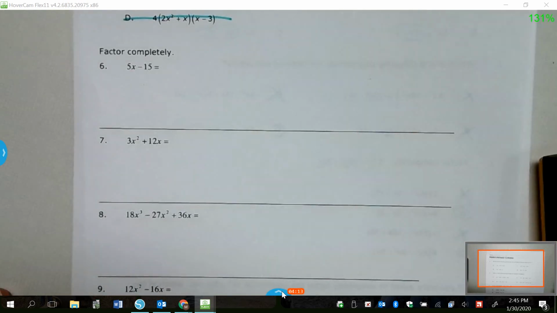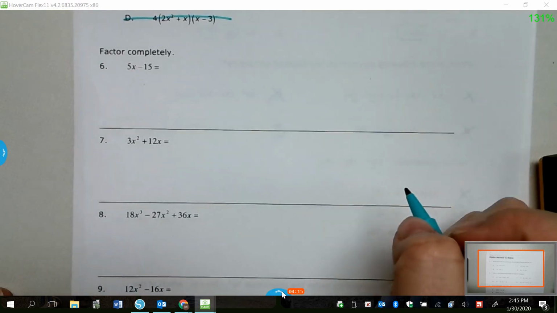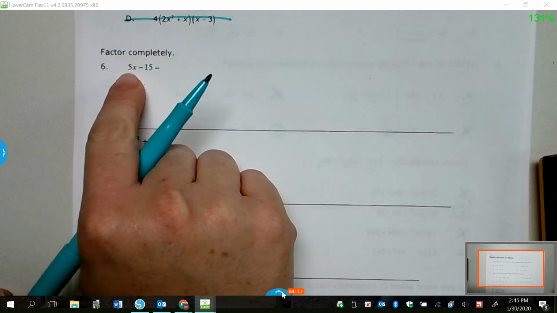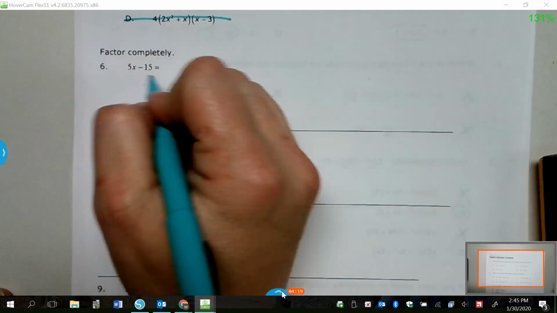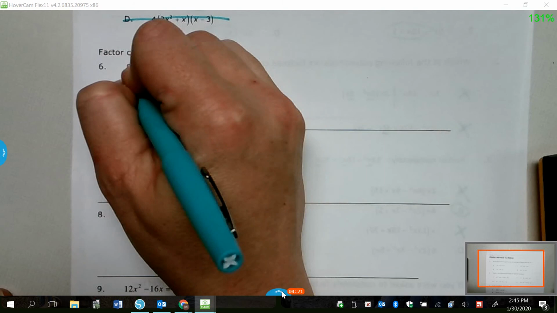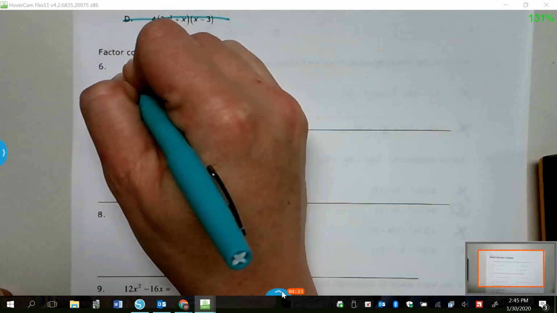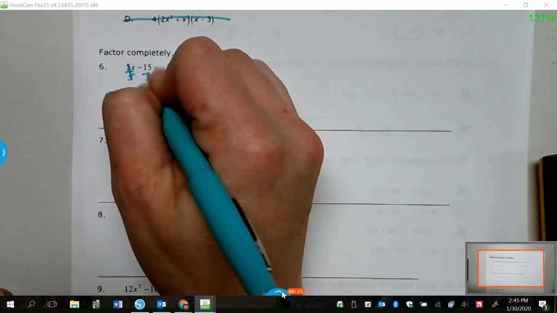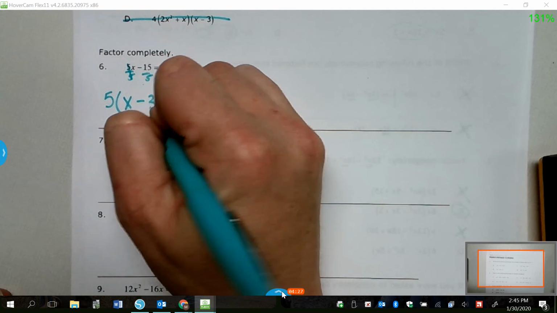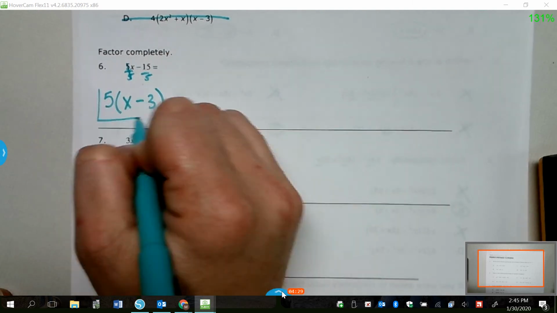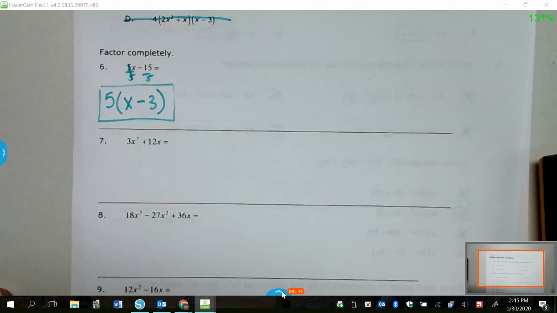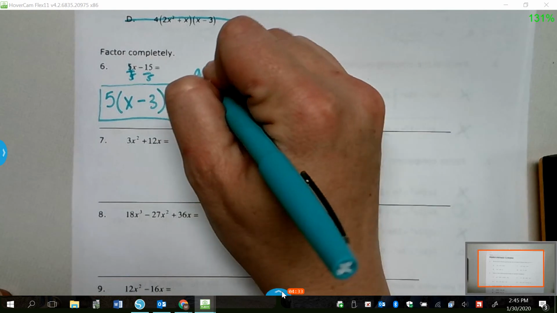Now it says factor completely, so we always have to start with our GCF. So 5 goes into 5 and 15. They both do not have an x, so I'm going to take out a 5, divide by 5, divide by 5. 5's cancel, and I get x. Negative 15 divided by 5 is negative 3. I cannot factor that any further, therefore that is my answer. So that was just a GCF problem.